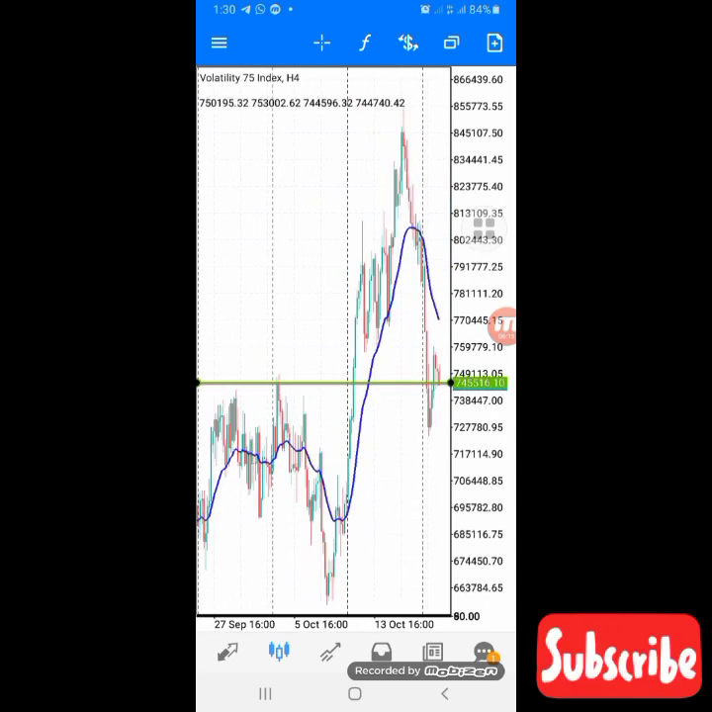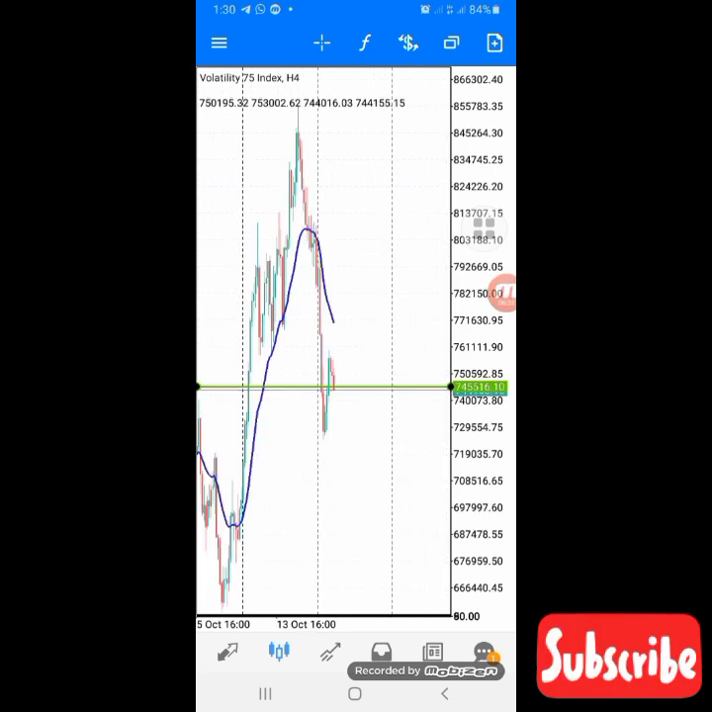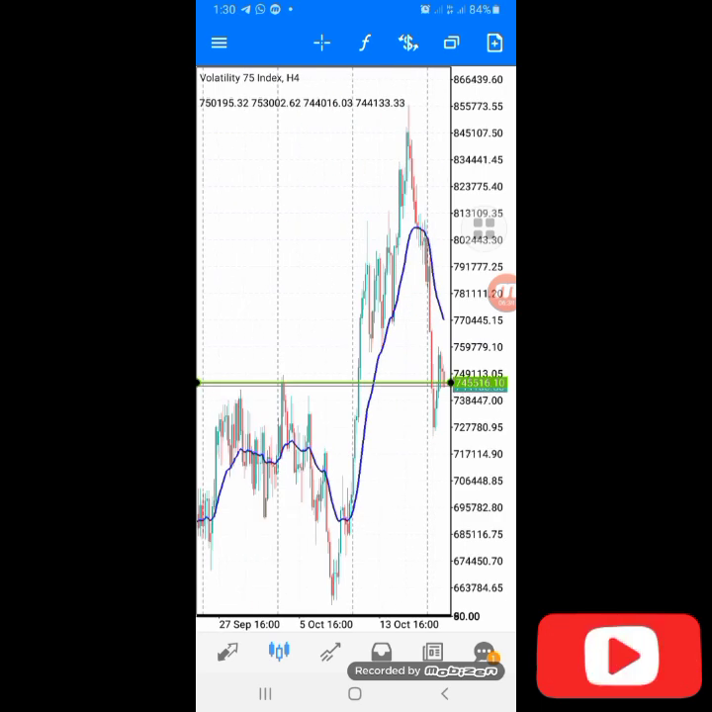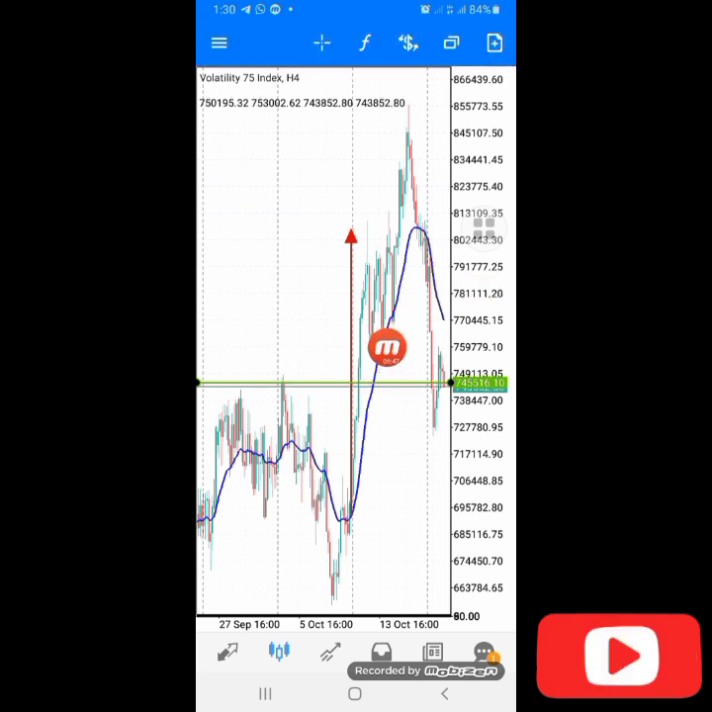Okay, now we are at this point. We want to know the trend of the market. First of all, when the market is above this line, then you know that we are in an uptrend direction. Okay, we are in an uptrend direction, and we had a move that goes up like this.